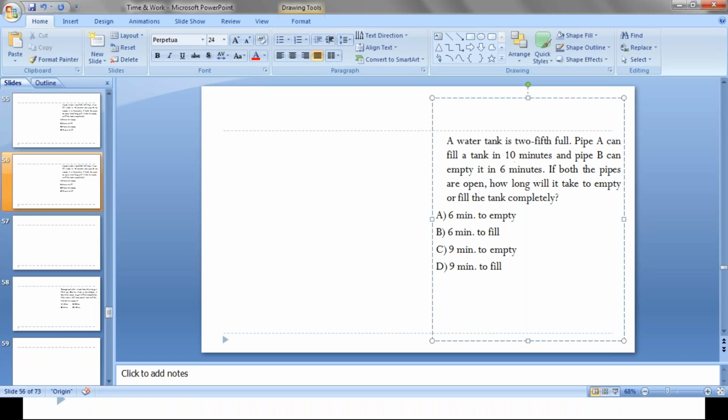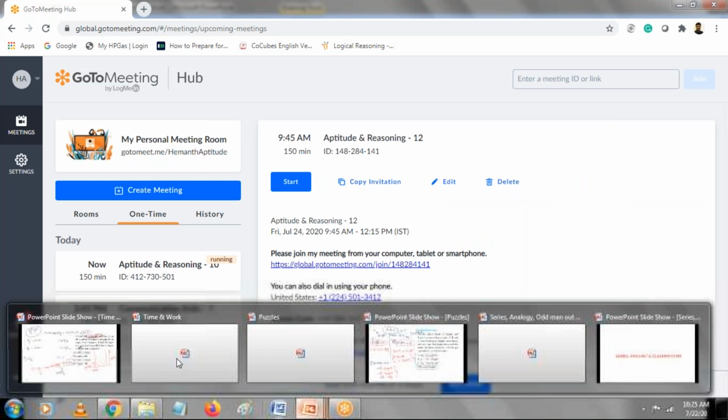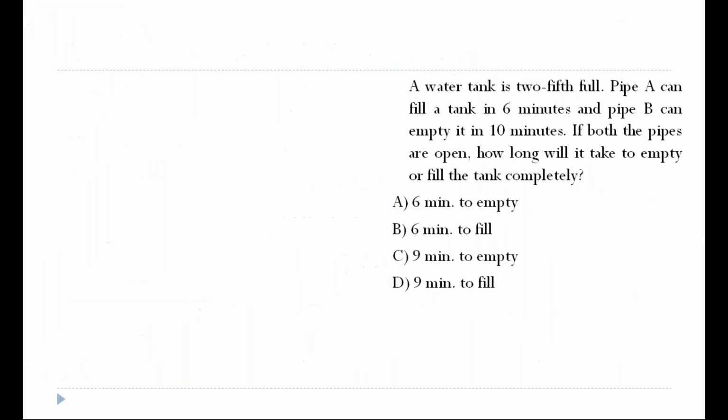Fine. Guys, now what I want: if filling is 6 minutes, emptying is 10 minutes, then what is the result for the same question? My dear friends, see what I'm asking for the same question. Now see the change. Pipe A fills the tank in 6 minutes. Pipe B is emptying the tank in 10 minutes. Then what is the result? Tank is 2/5 full. That statement is also there.